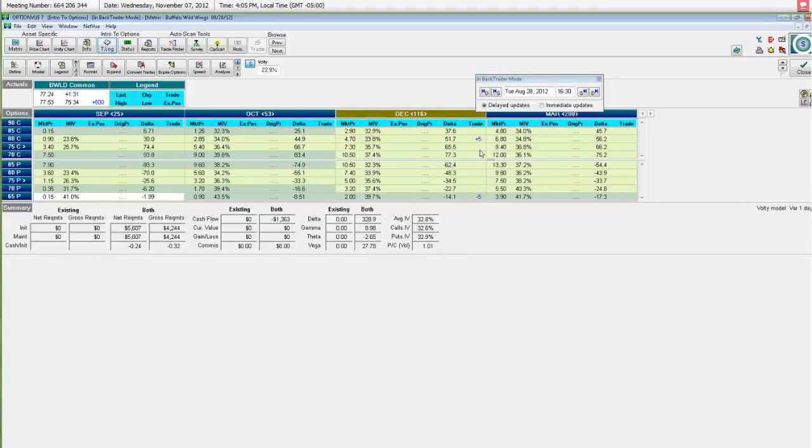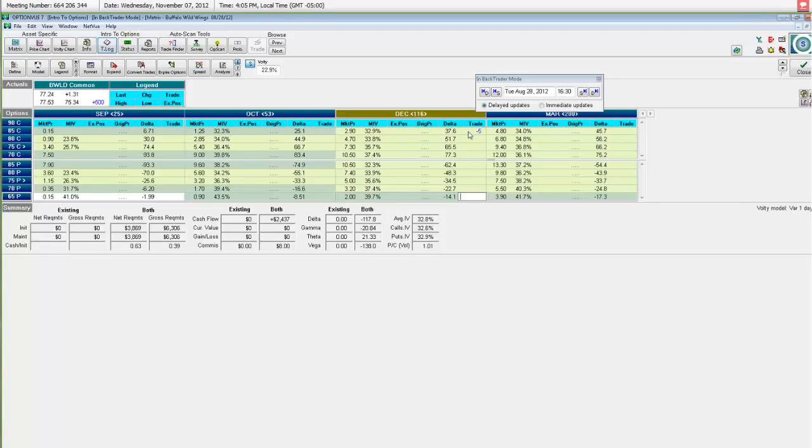This is a surrogate position. Bear with me for a second here. The 80 calls plus 5 and the 65 puts minus 5. What you might want to do here is, the stock's at $77. What if you were to sell 5?